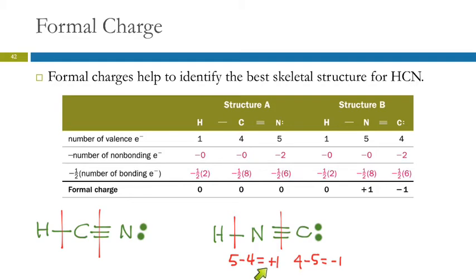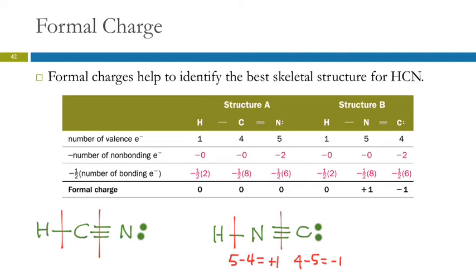The formal charges here, plus 1 and minus 1, add up to 0, as they have to if we're calculating these correctly. But then we look at these 2 structures and we say, well, this one has non-zero formal charges, and in this one, they're all 0. This is the better structure. Does that make sense?